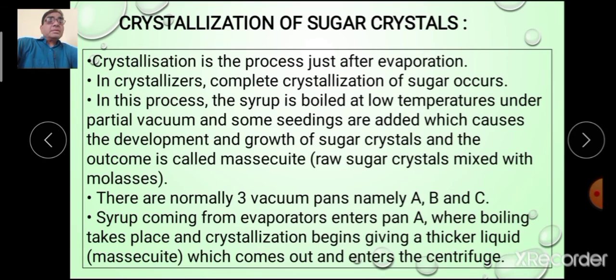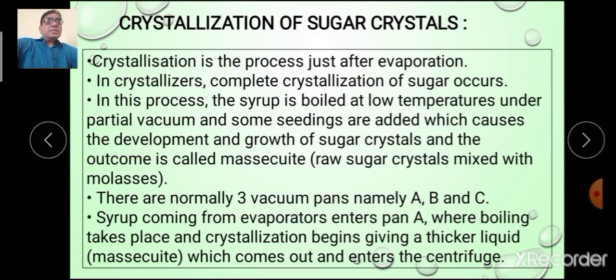Here the syrup is boiled at low temperature under partial vacuum, and some seeding, that is the sugar grains of the previous batch, are added, which helps in the development of sugar crystals by the process of nucleation, and thus the massecuite, that is a semi-solid mass, is formed containing crystals of sugar and mother liquor.